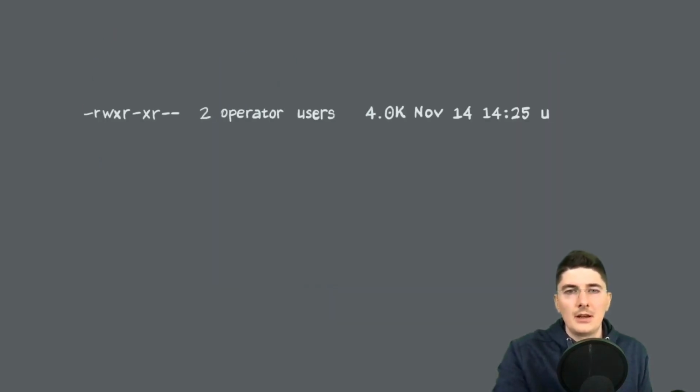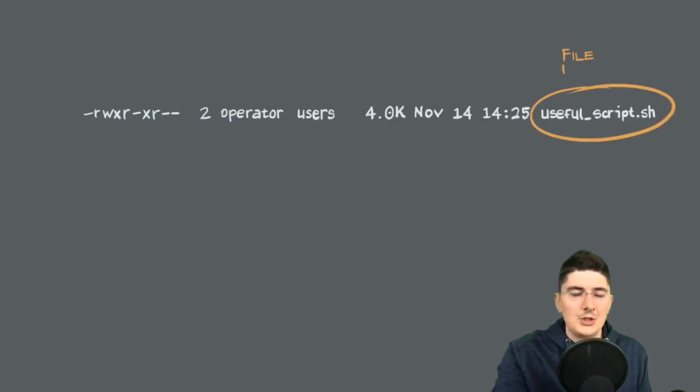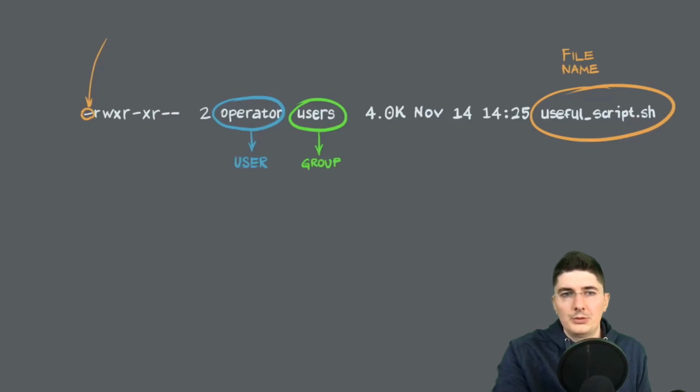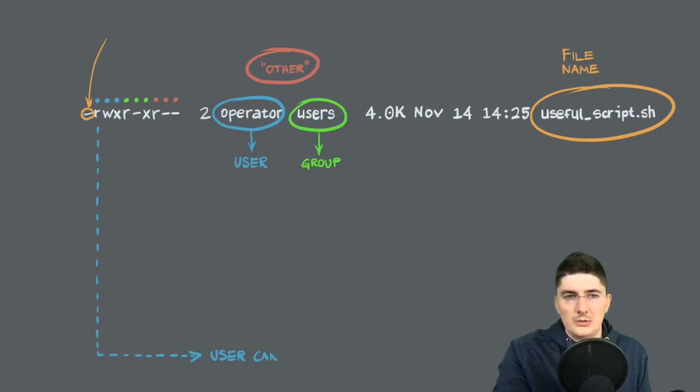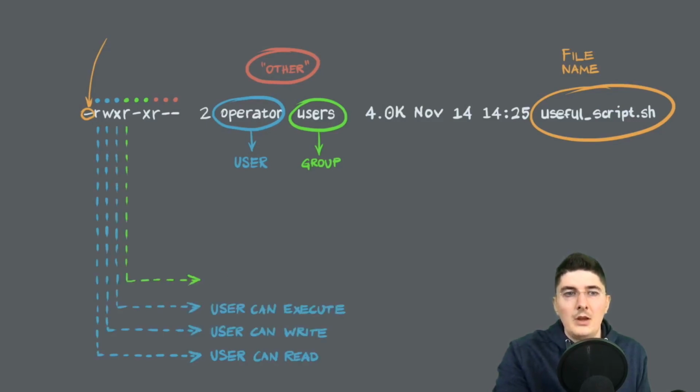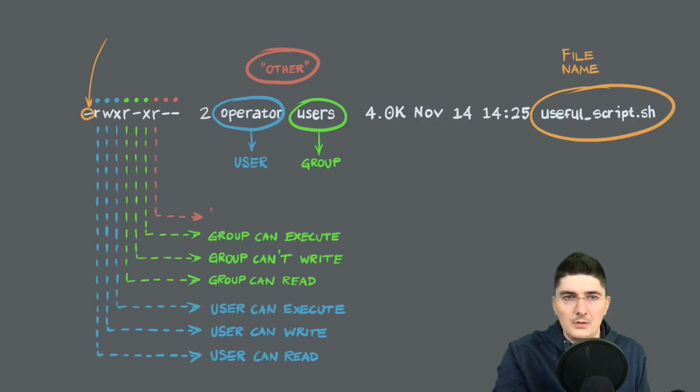Let's check another example. This time it's a file called usefulscript.sh, and the way I know it's a file is because it's missing a D. It has a dash in its place. We again have user, group, and other. And now for the permissions. User can read, user can write, and user can execute. Group can now read, cannot write, but can execute. And other can read. It can't write nor execute.